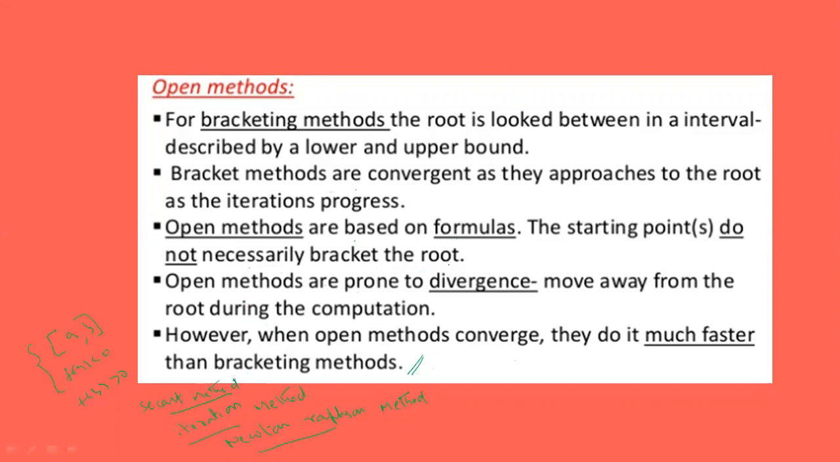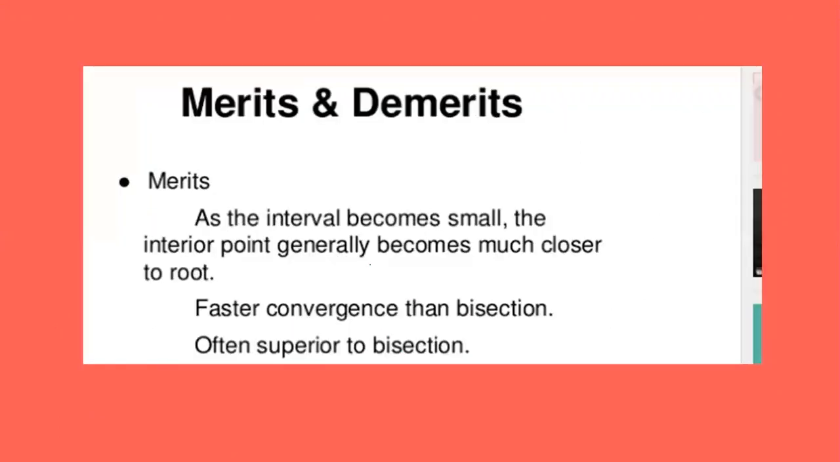Open methods are prone to divergence, moving away from the root during the computation. However, when open methods converge, they do so much faster than the bracketing methods. When will that happen? If you choose your initial approximation near to the root, then it will converge much faster than the bracketing methods. So this is the difference between bracketing methods and open methods.